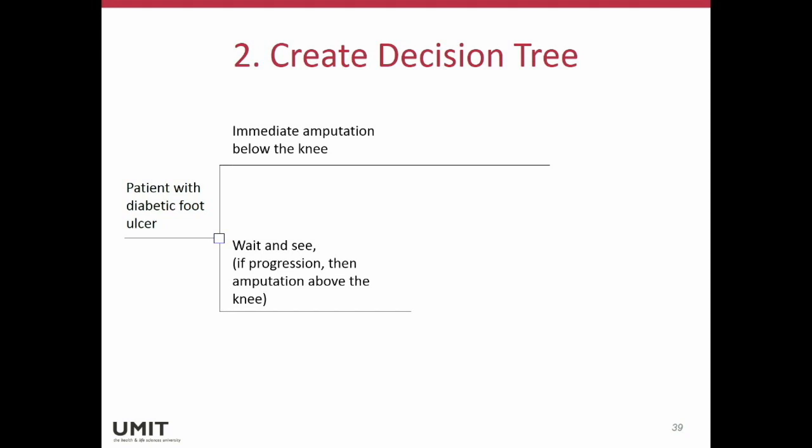And you draw those. And the wait and see is a little bit more complicated because there is an if-then rule behind. You just don't wait, but you say wait and see, and if there is progression, then amputation above the knee. So complete your rule. We call that a strategy. Strategies are algorithms, if-then rules, and you can write them down as an intervention.